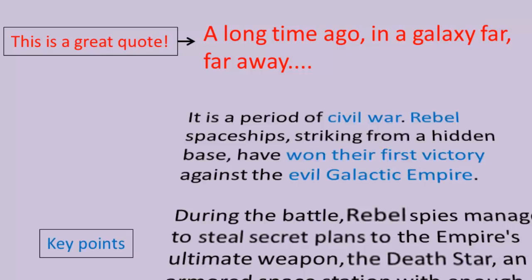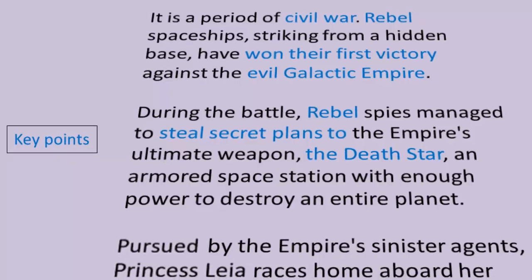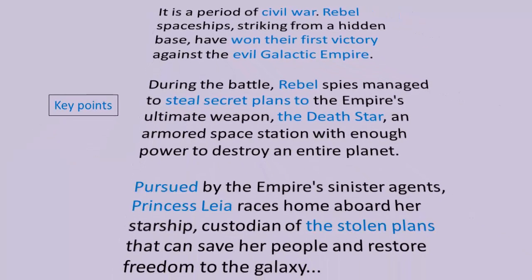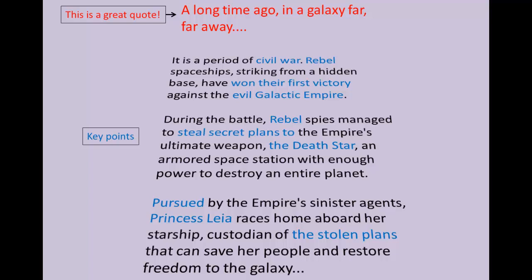First off, I see that I have two sides, the rebels and the evil galactic empire. I see that they're having a civil war and that the rebels have just won their first victory. Those are the important key points there. In the second paragraph, I see again the rebels stole some secret plans to the Death Star. That's important and good to know. Lastly, I see that Princess Leia is being pursued and she has the stolen plans. There's a lot more there, but these are unnecessary details if I'm trying to just come up with a summary.